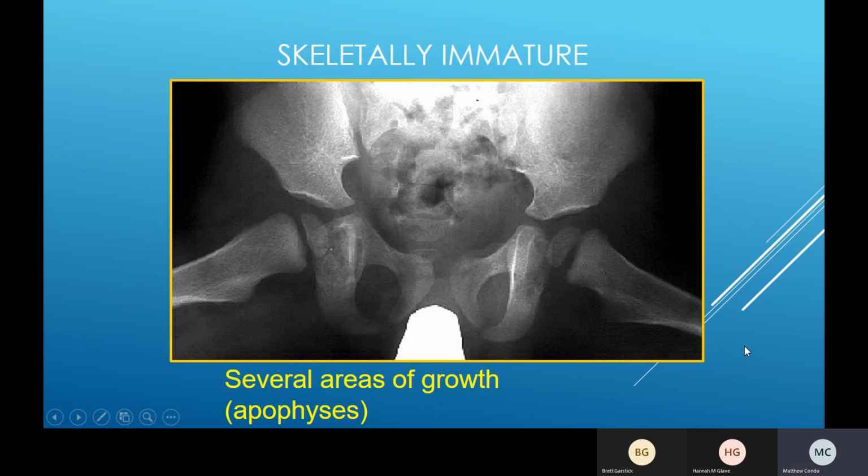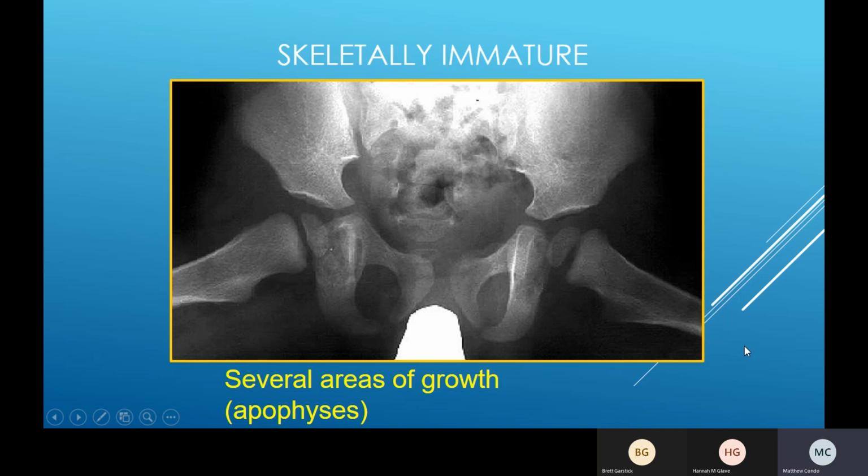Even though it looks really funky, if you look at this and you don't know what you're looking at, it looks like this person has absolutely obliterated their femurs and their pelvis, doesn't it? What this is, simply, is a skeletally immature pelvis. This is on a kid. All you're really seeing here is the lack of mineralization at the growth plates, or the epiphyseal plates.